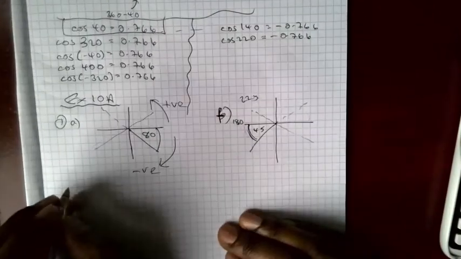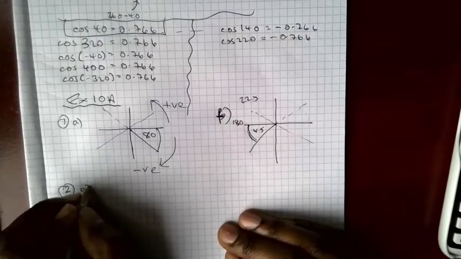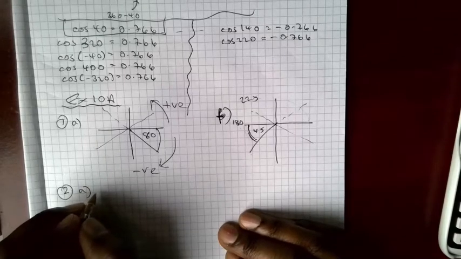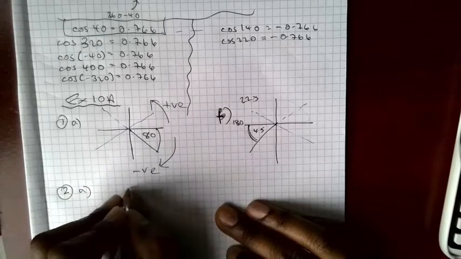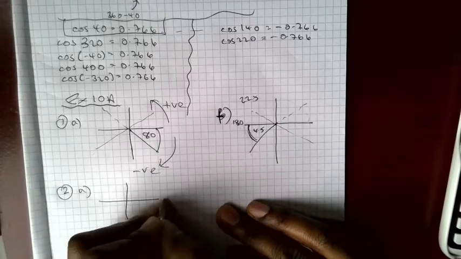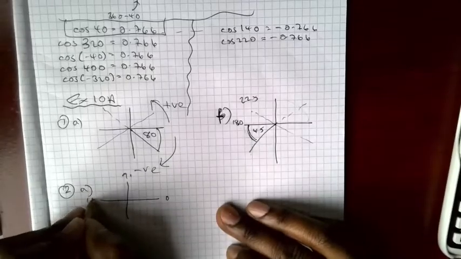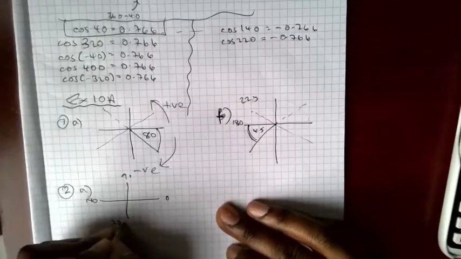If I look at question 2, I'm only going to do part a. State which quadrant the angle 400 is in. Now to get to 400, 0, 90, 180, 270.